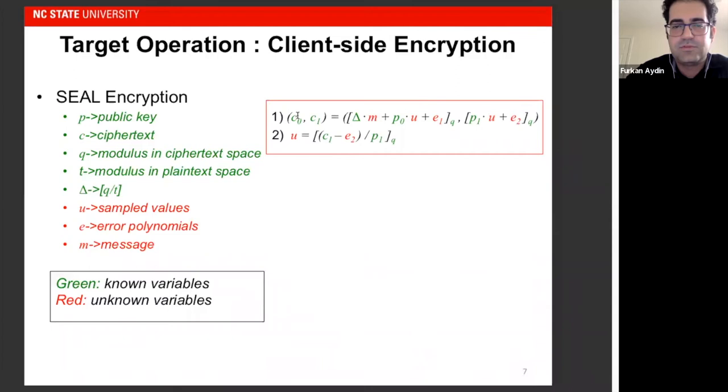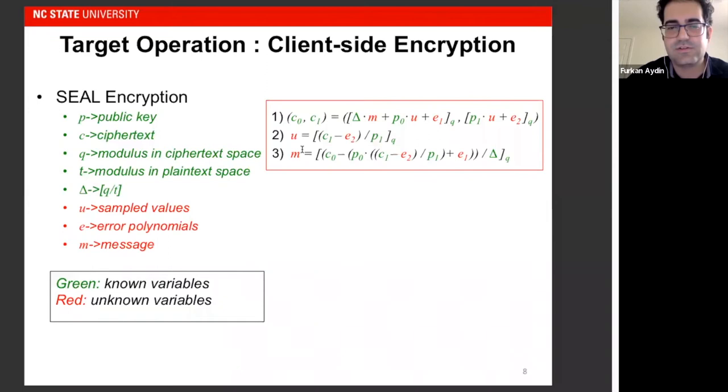to find U values. For example, in the first part, if we derive the U values, and in the second part, if we derive the U values, U depends on just the two unknown error polynomials. Also if we derive the message values, in this equation the only unknown variables are error polynomials. If you find the error polynomials, you can find the message values. You can extract the message values.